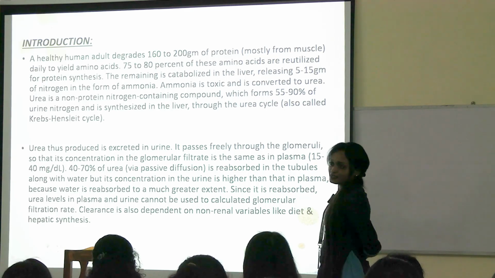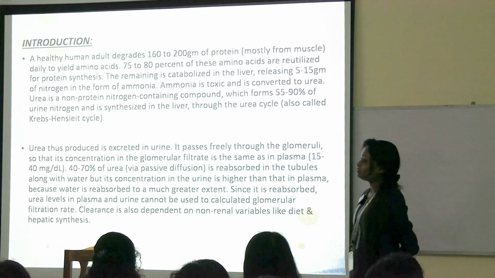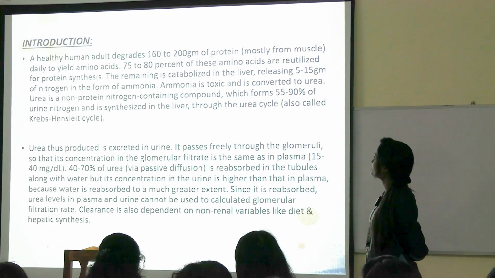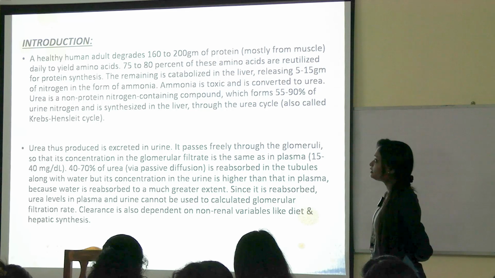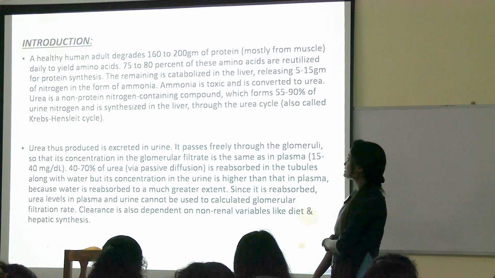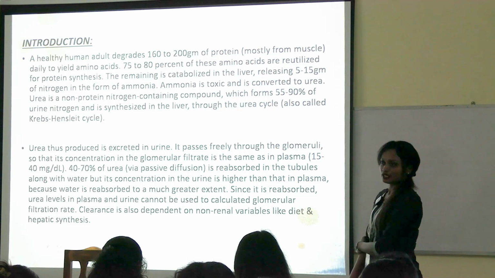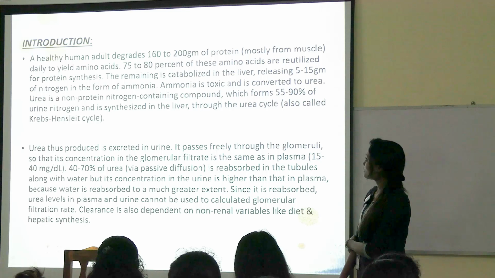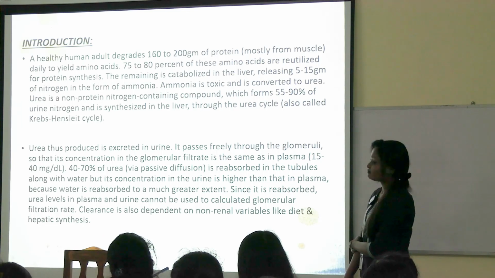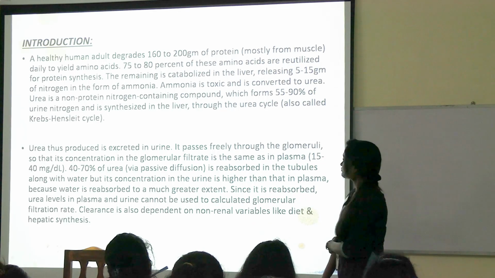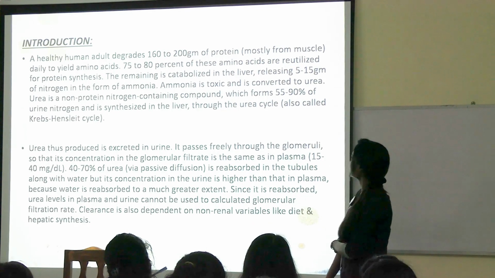So in introduction, a healthy human adult degrades 160 to 200 gram of protein, mostly from muscle, daily to yield amino acids. 75 to 80% of these amino acids are reutilized for protein synthesis. The remaining is catabolized in the liver, releasing 5 to 15 gram of nitrogen in the form of ammonia. Ammonia is toxic and is converted to urea.